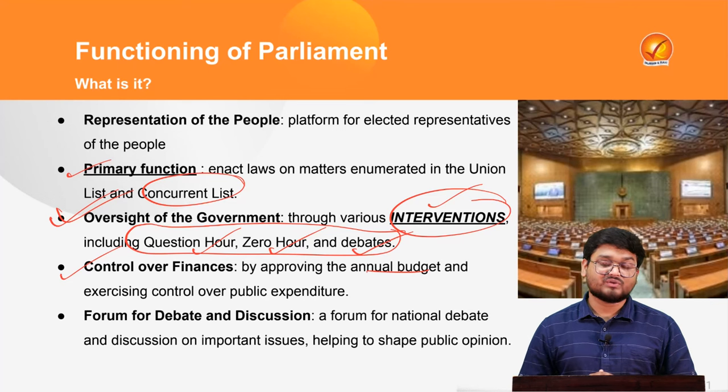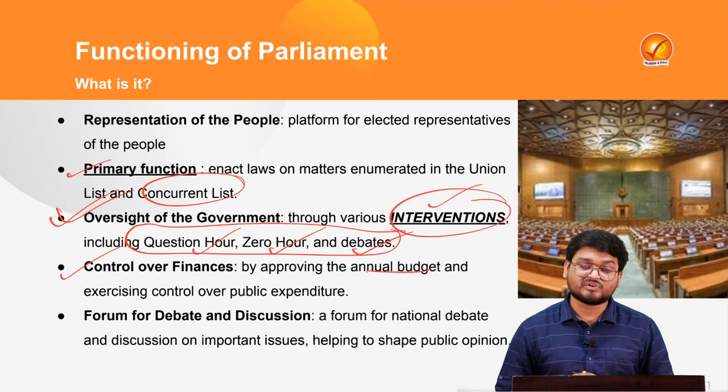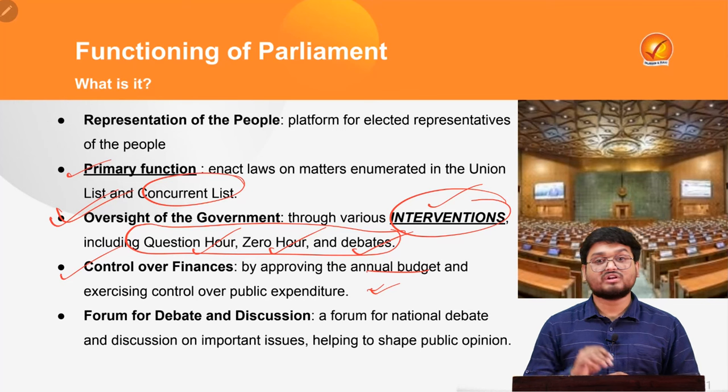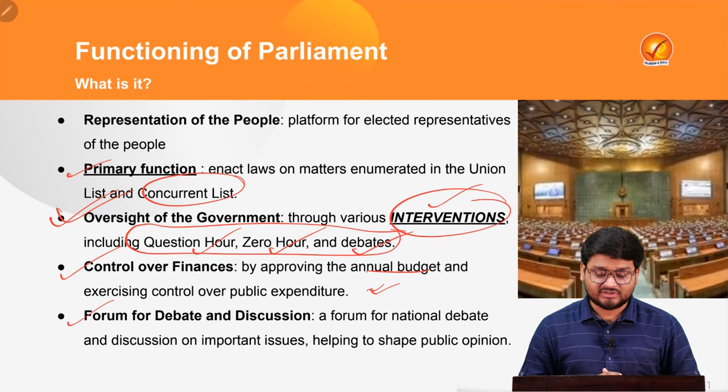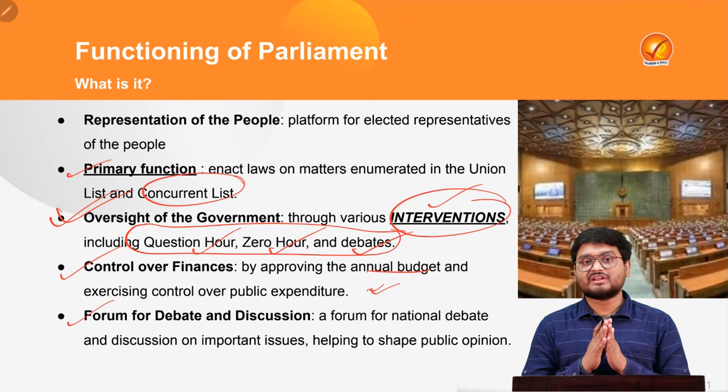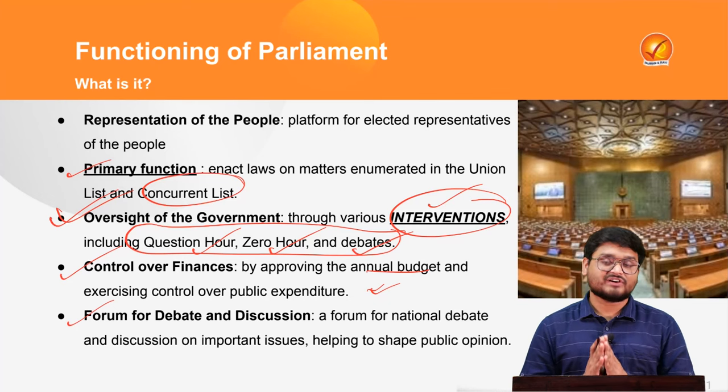In the same way, they can also hold the government responsible, and this is a very crucial role of parliamentary functioning. And finally, we also know that parliament is a forum for debate and discussion, right? So these are the various aspects of effective functioning of a parliament.